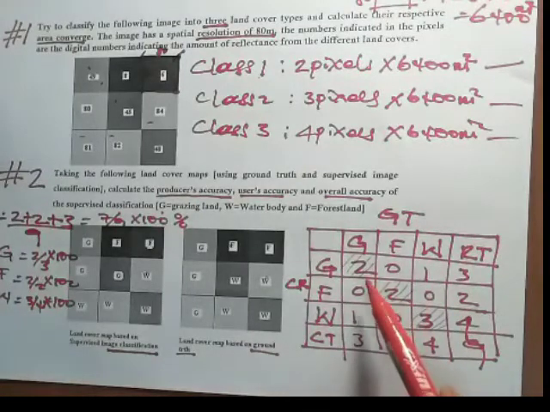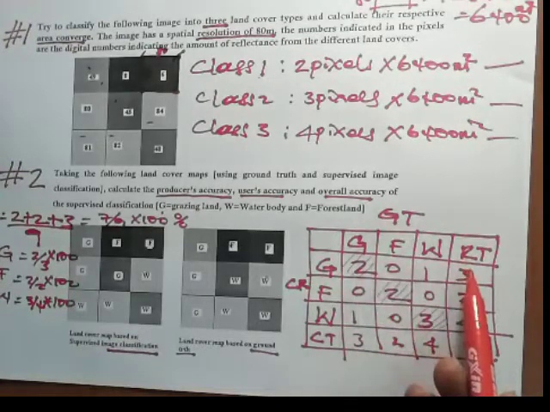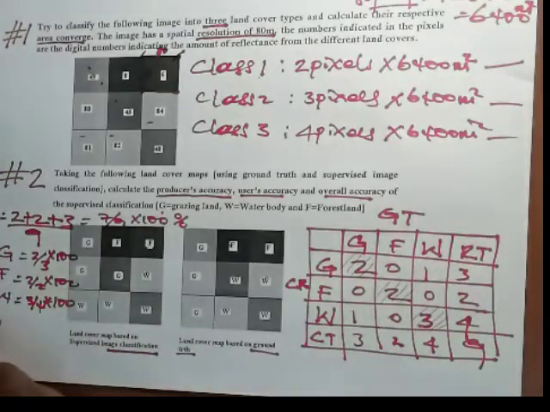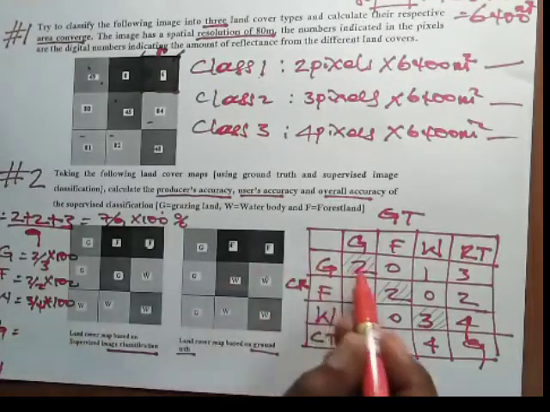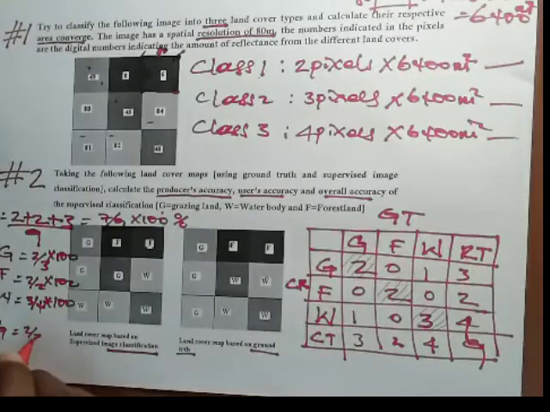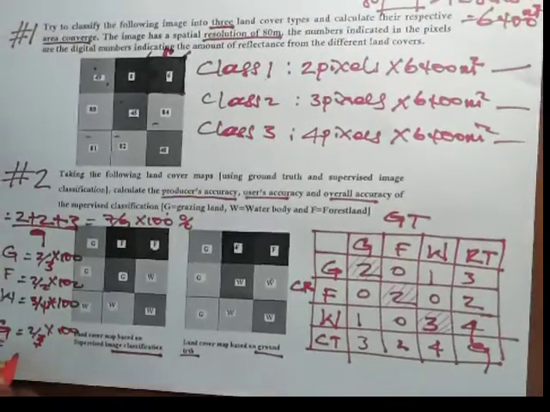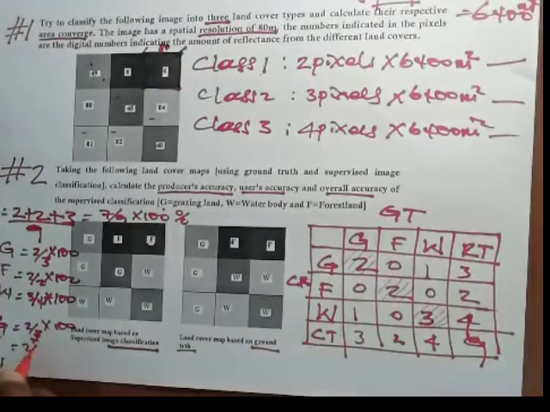Similarly, we can compute user accuracy. User accuracy is calculated by comparing the correctly classified pixel versus row total. So for grass, for forest, and for water. For grass, 2 over 3, 2 over 3 times 100. For forest, 2 over 2 times 100. For water, 3 over 4.